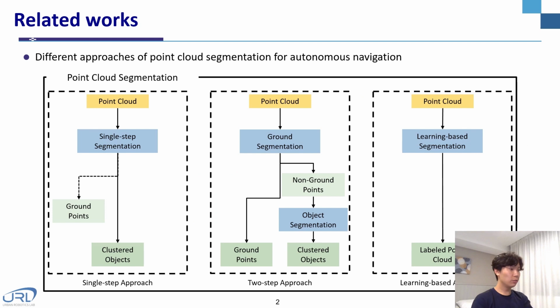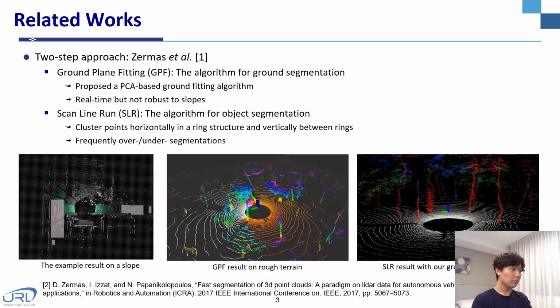I'll briefly introduce related papers to our selected paper, Travel. Point cloud segmentation algorithms are usually divided into three types: single-step approach, two-step approach, and learning-based approach. Among them, the Travel algorithm is a two-step approach. TGS is ground segmentation and AOS is object segmentation.